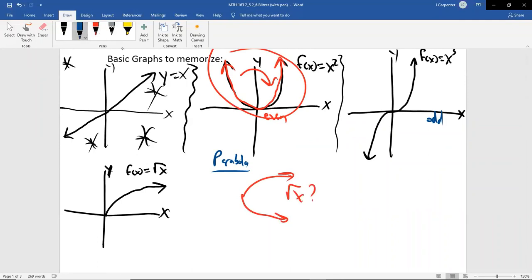Well, because it fails the vertical line test. That's not where that goes. Miserably. Every single line goes through twice. It's not a function.